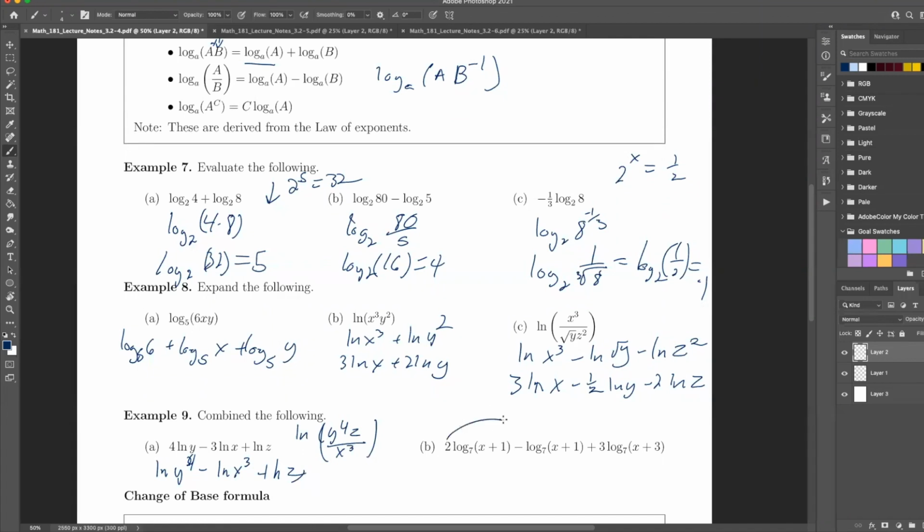Yeah, we'll do the same thing here. We'll go ahead and put this on top. So we'll have log base 7, and I'm going to just do it all at once real quick. This goes on top, so it'll be x plus 1 squared. This goes on the bottom, so I'll have x plus 1. This goes on top, so I'll have x plus 3 cubed. And if I wanted to simplify that a little bit, this actually cancels with this. In fact, you could have just canceled it here if you wanted to. Either would have worked and you would have gotten the same thing: log base 7 of x plus 1 times x plus 3 cubed.